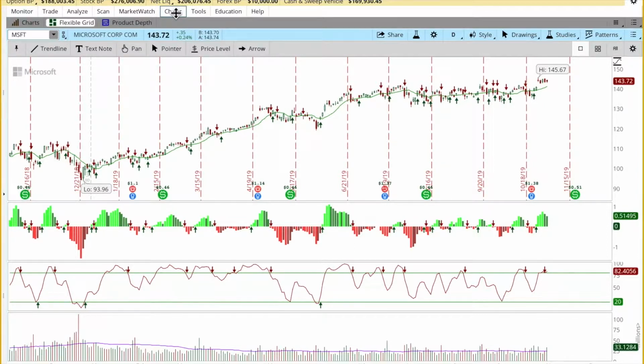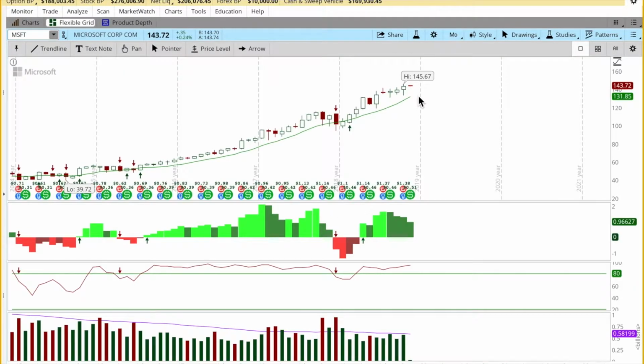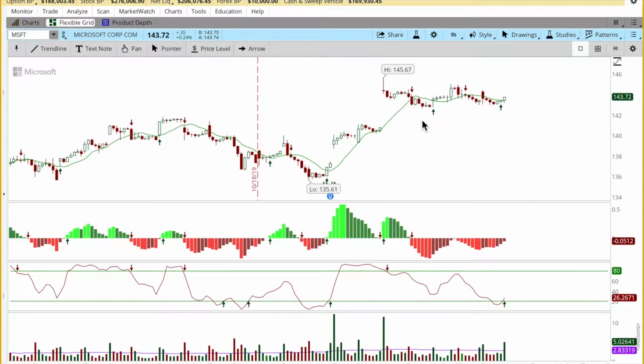And I don't want you to get overwhelmed. I just want you to know that you can really customize this so that you have a lot of control and you can analyze stocks very closely. Okay. So for example, I could change the time frame right here. I could change it from 1 year to 5 years, right? I could change it to 20 days, if you want to go to that level.